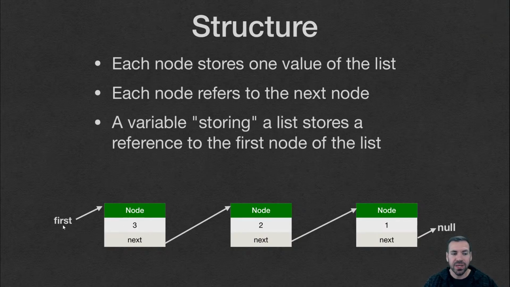So first is our variable on the stack, which stores a reference to the node with the value 3. Its next is a reference to the node with the value 2. Its next is a reference to a node with the value 1. And its next is null, indicating the end of the list. So what we actually store on the stack is a reference to the first linked list node of the list. That's all we store. That's the only thing that's stored.